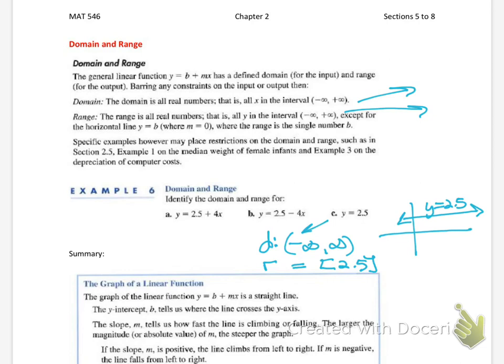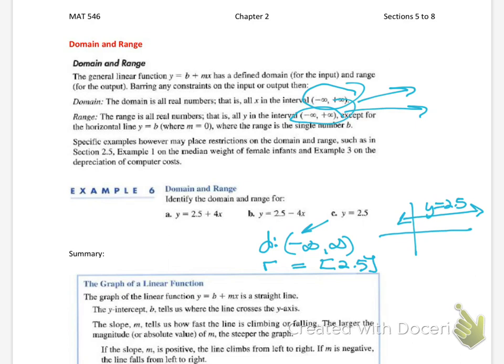The domain and range will both be all real numbers, which is another term for these expressions. If it's a horizontal line or a vertical line, you're going to have to do more thinking about it. Okay, so let's see if we can read a little bit of this summary.